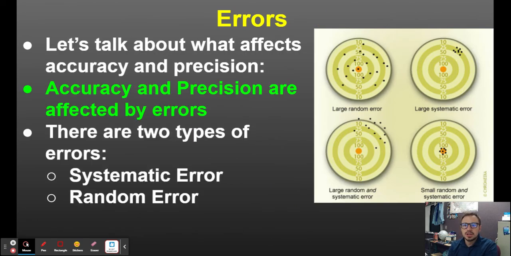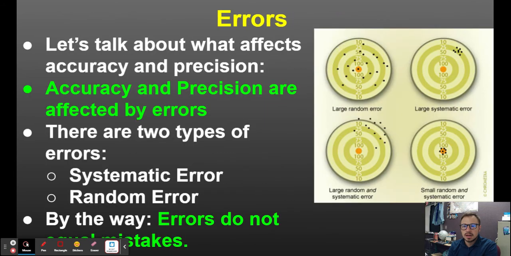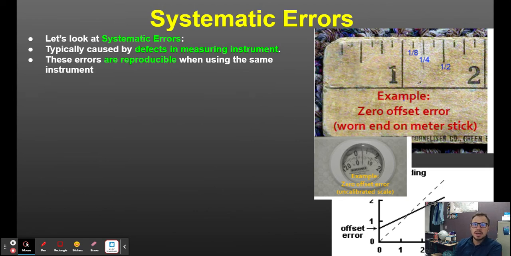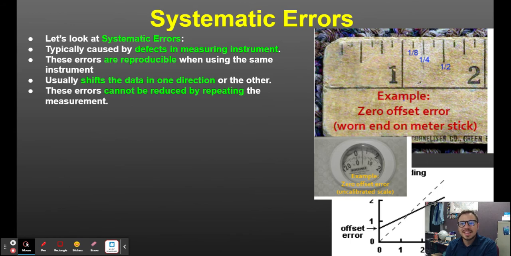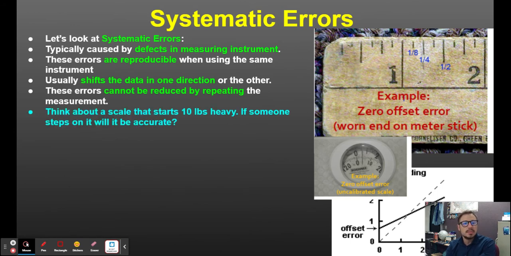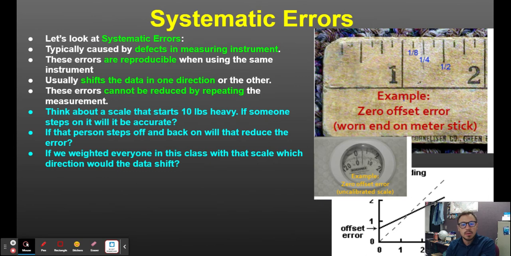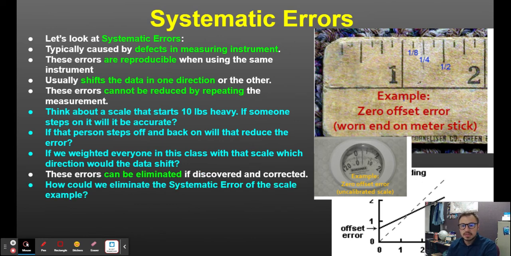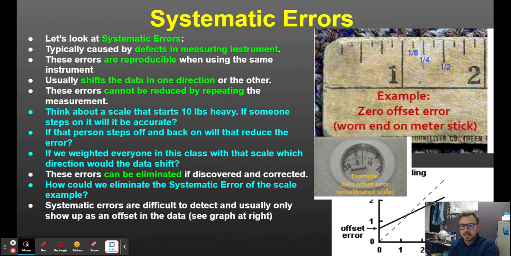So accuracy and precision are affected by errors, and we learned about systematic and random errors. Now, systematic errors are usually caused by defects in measuring instruments. They are reproducible. They shift the data in one direction or another. They cannot be reduced by repeating. So let's think about a scale that always starts offset by 10 pounds, right? Now, if that person steps on and off that scale, that error does not go away. And if we took data of the weight of everybody in the room, all that data would be shifted one way. It would be shifted 10 pounds heavier. It can be eliminated, and we can get rid of this by getting another scale or fixing the scale.